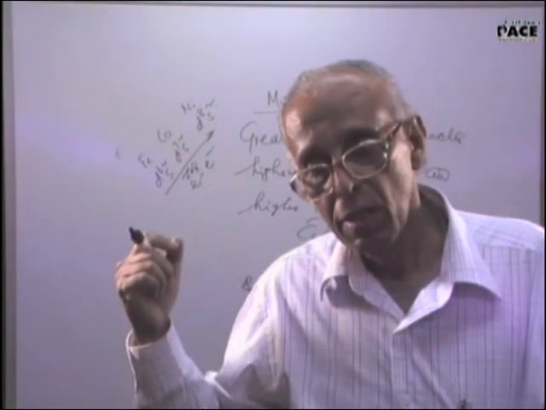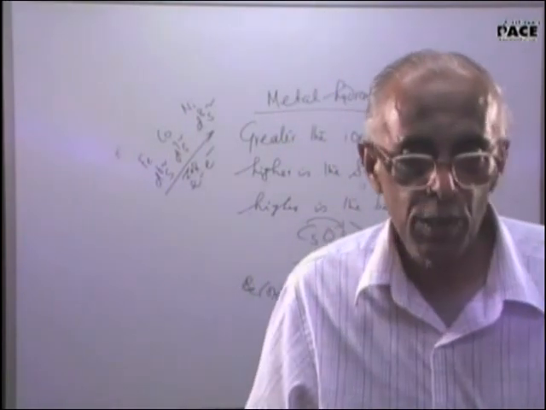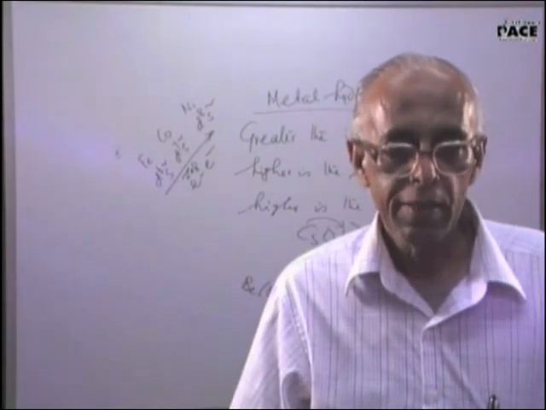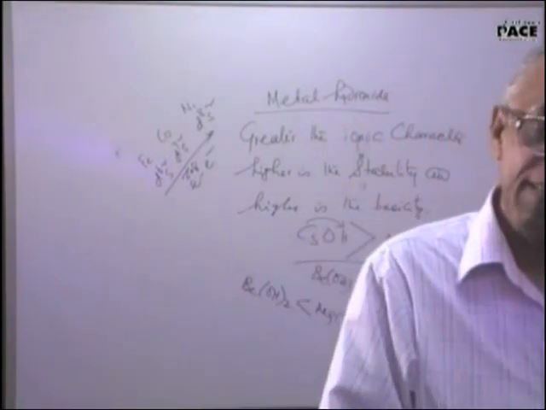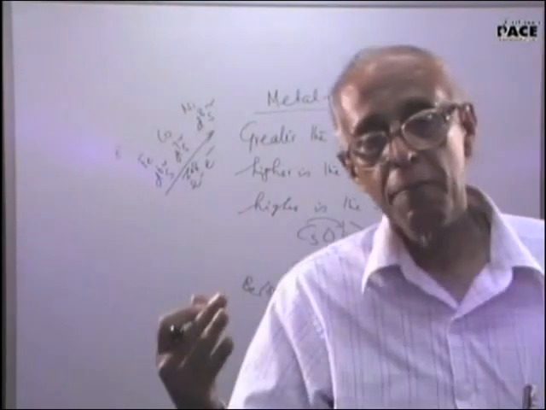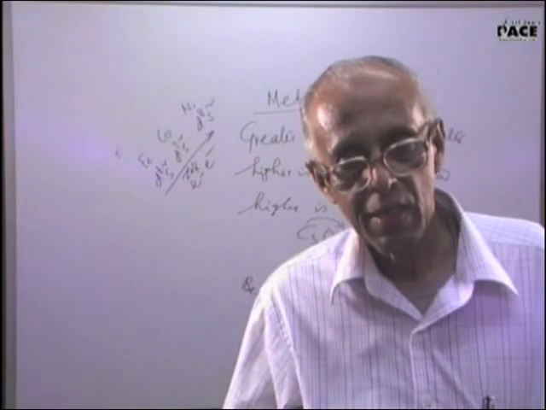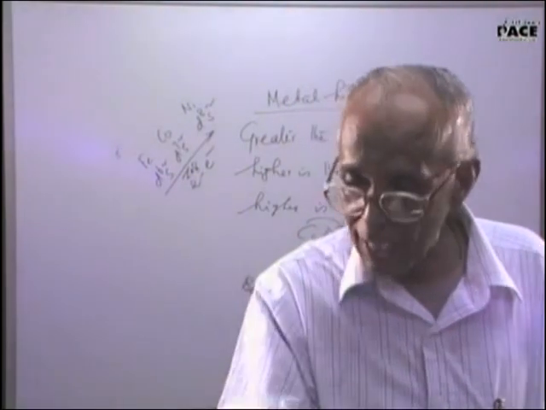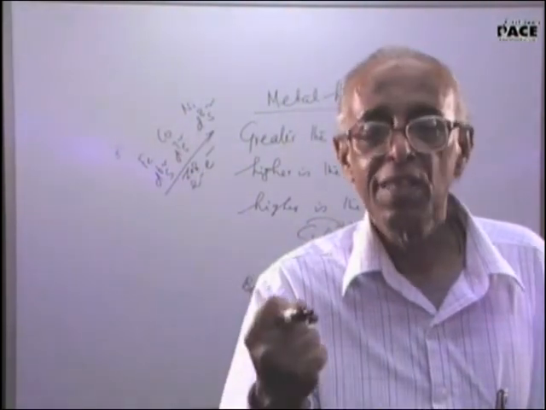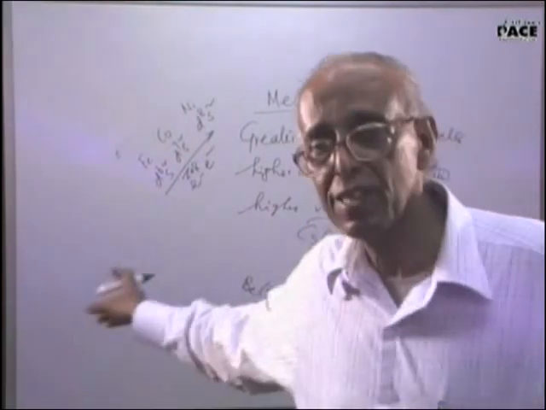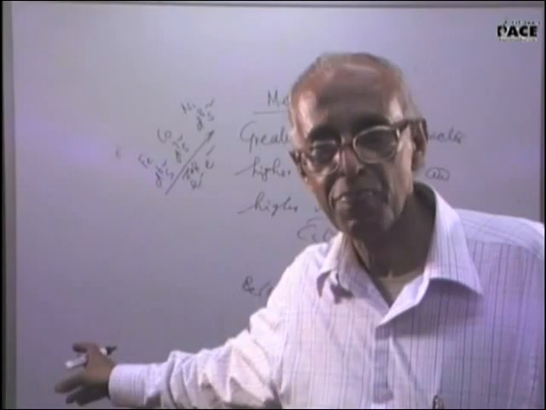But it is not happening so. As a result, there must be some other effect which is opposing the effect due to the increase in effective nuclear charge. Increase in effective nuclear charge stabilizes the electron. But there must be another effect which destabilizes the electron, and that is the electron-electron repulsion.